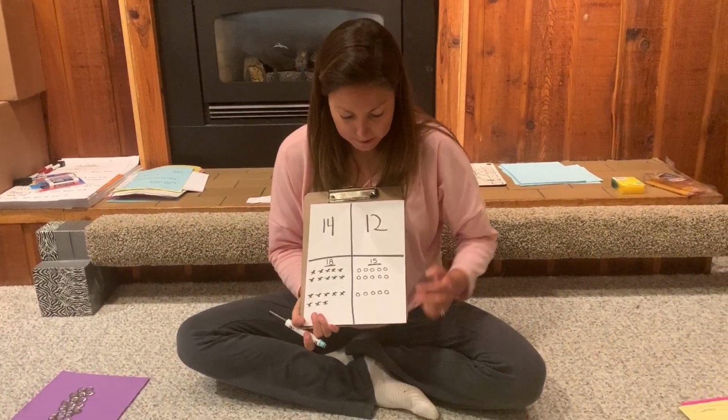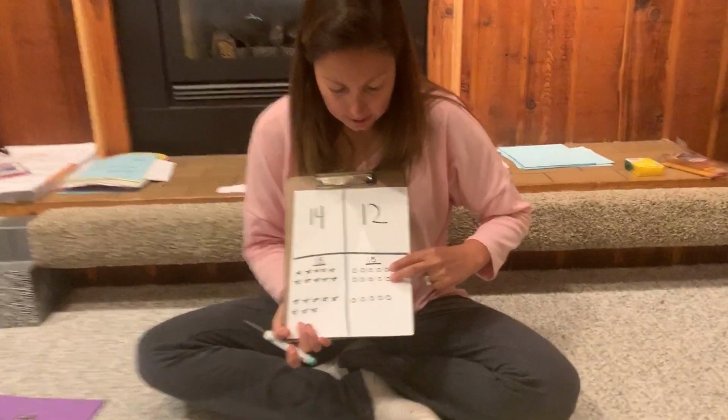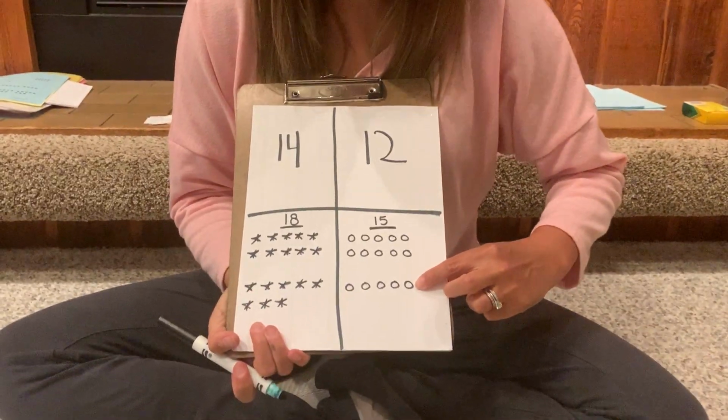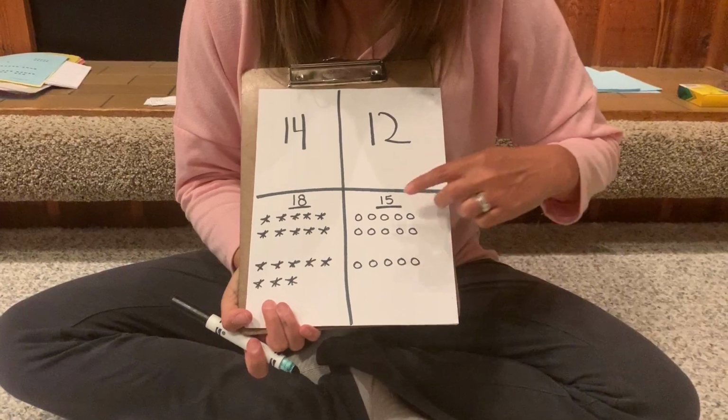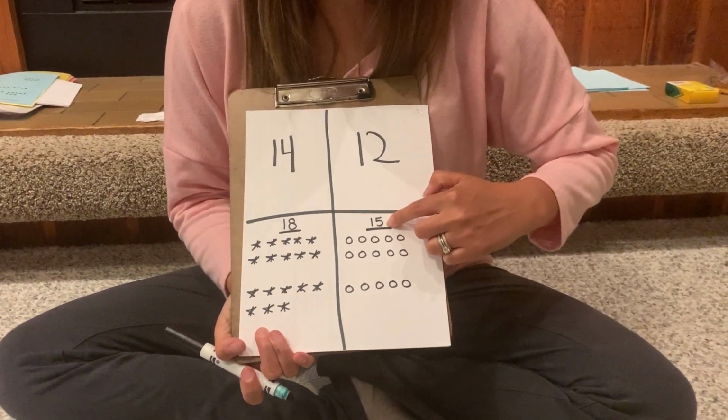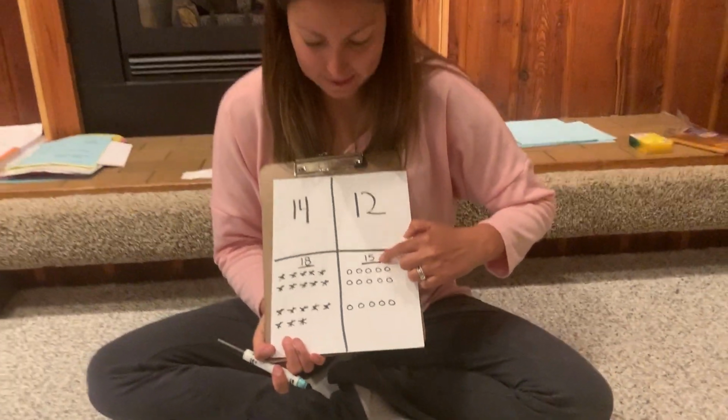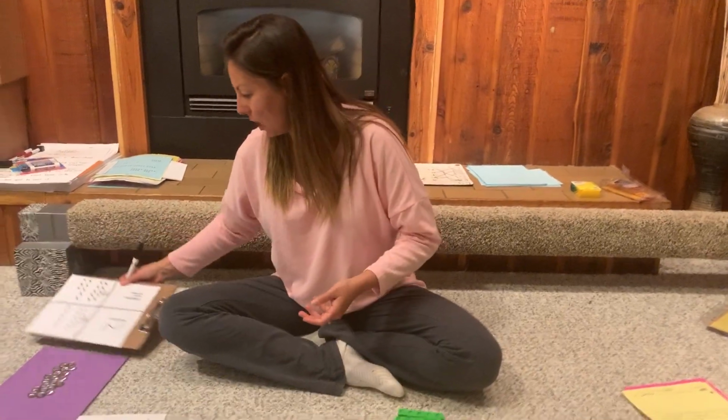All right, for mine, I did 10 again, and then I added my 5 on the bottom, so I know 10 and 5 is going to make a total of 15. All right, awesome job, you guys.